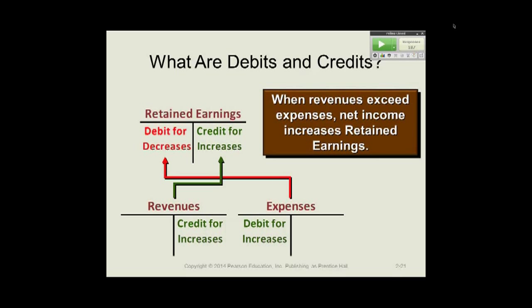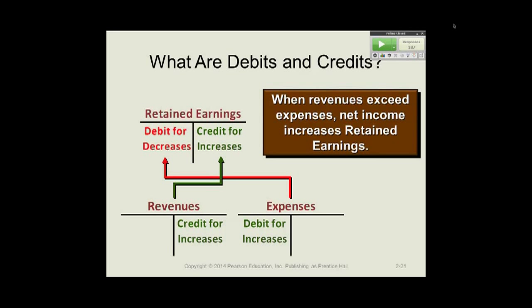So if I have a revenue, I credit revenue to increase it because it increases retained earnings. So if you just think of this, it doesn't exist, but you think of this giant retained earnings account where you sort of stick in the revenues, that's the way you can understand this best. Revenues go up by credits and they increase retained earnings.